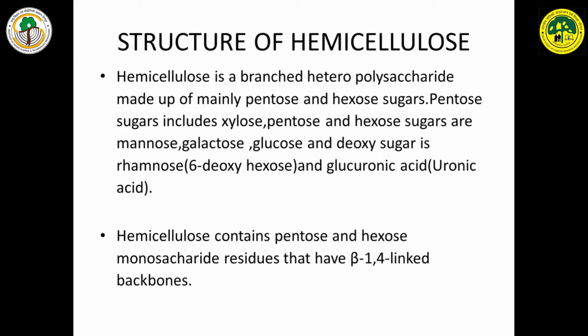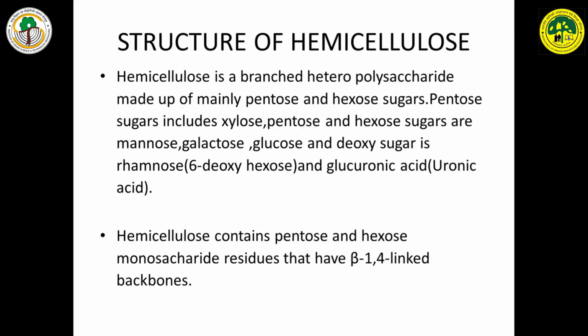Next, structure of hemicellulose. Hemicellulose is another branched heteropolysaccharide which is made up of pentose and hexose sugars. That means the monosaccharides present in hemicellulose are pentose sugars and hexose sugars. Pentoses contain 5 carbons, hexose sugars contain 6 carbon atoms. In their structure, both are aldehydes only. Pentose is an aldehyde molecule, hexose is also an aldehyde molecule.